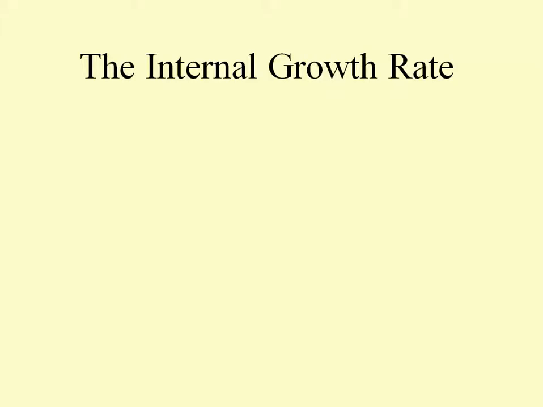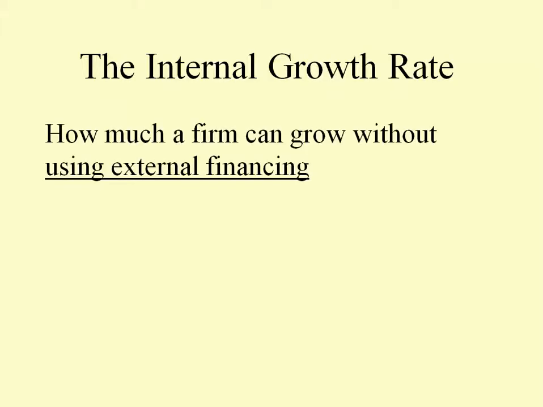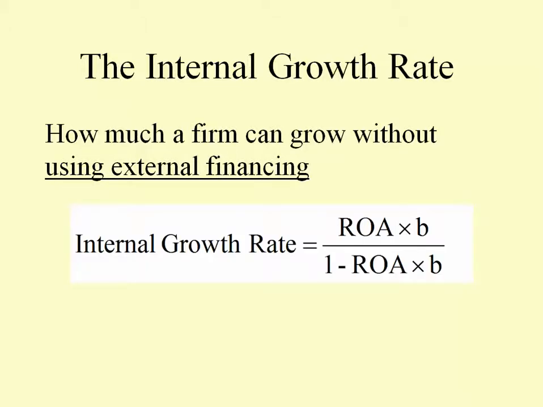Let's begin by considering something we refer to as an internal growth rate. The internal growth rate is how much a firm can grow without using any external financing. Our maximum sustainable internal growth rate is given by the following formula: return on assets times B, divided by 1 minus the return on assets times B, where B is our retention ratio. It's how much of our earnings the firm retains or keeps in the firm. In other words, how much does it reinvest in additional assets versus the alternative, how much does it pay out in the form of dividends.